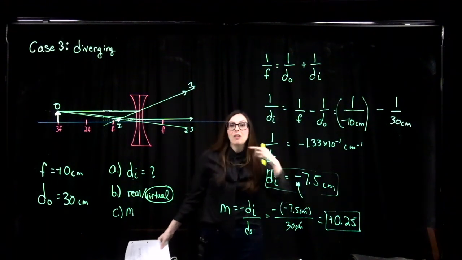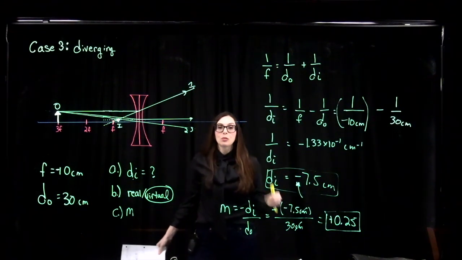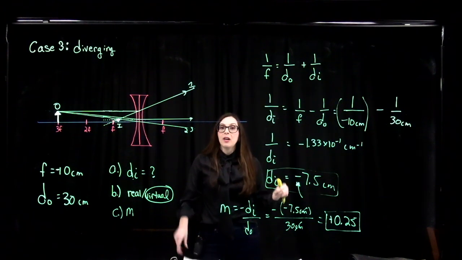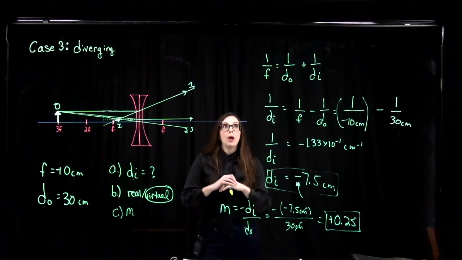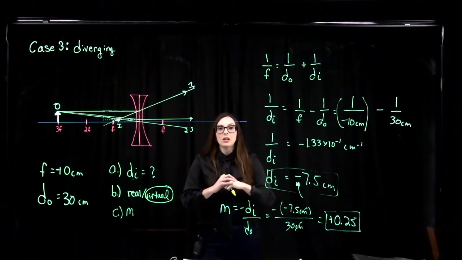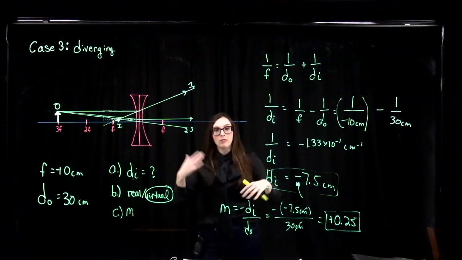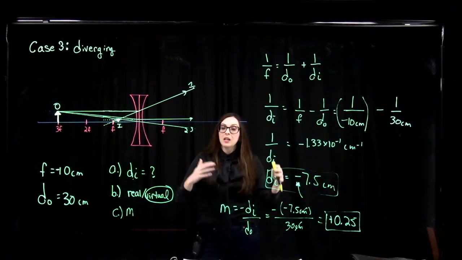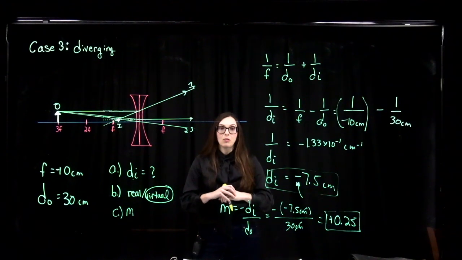So now you have 3 examples for the 3 different cases we can have for our thin lens problems using our thin lens equation, depending on whether or not we have a converging or diverging lens and where our object is compared to the size of the focal length.